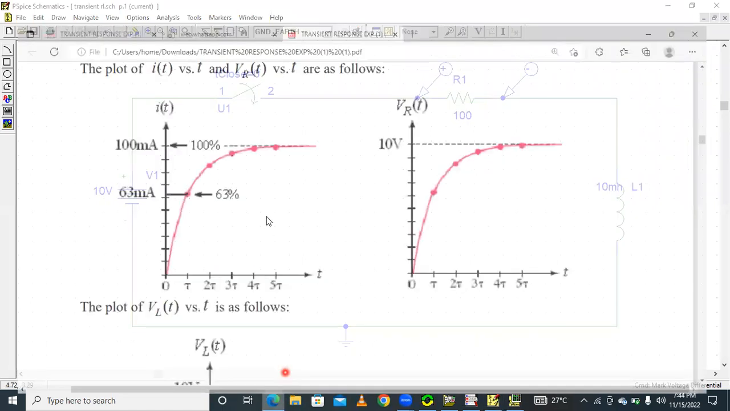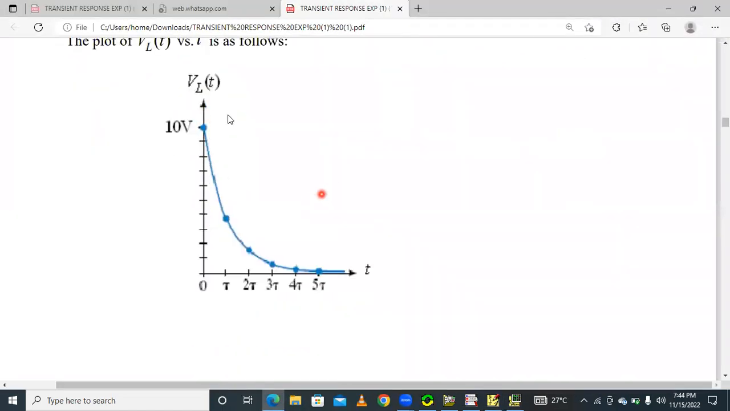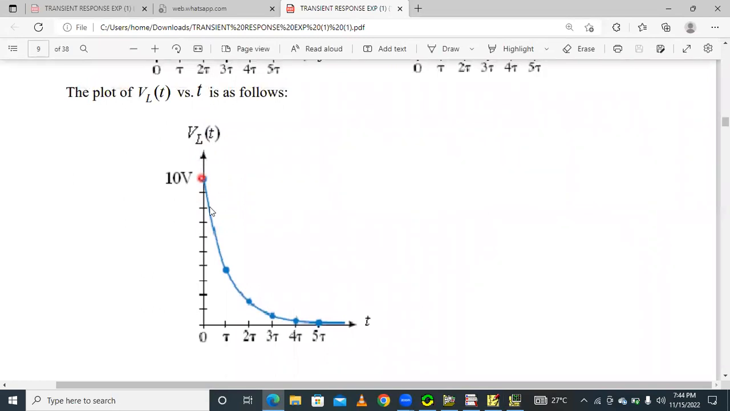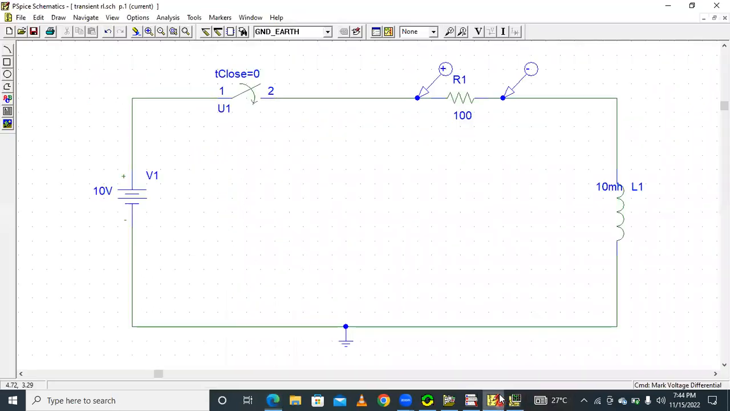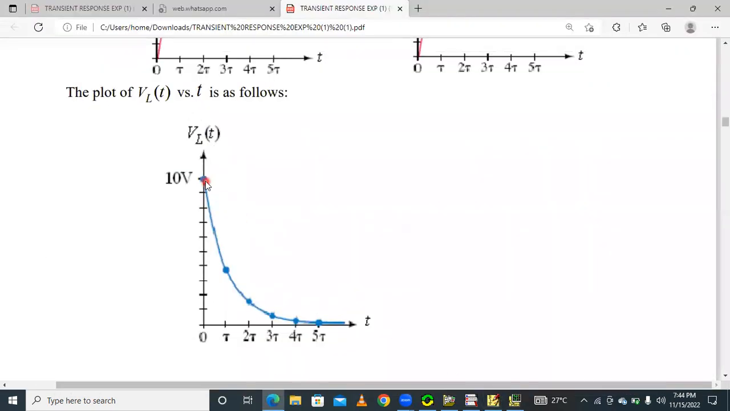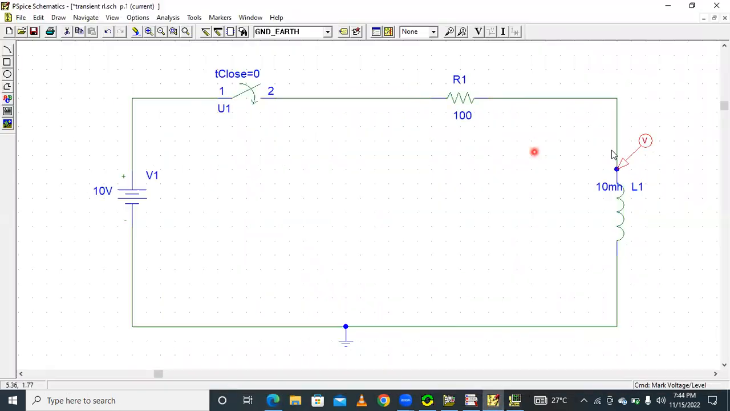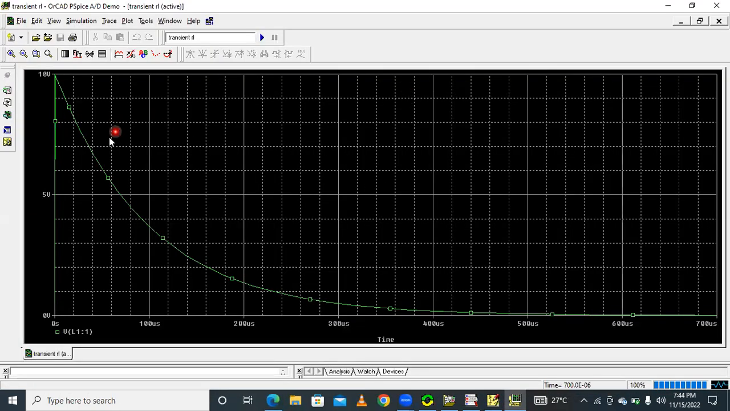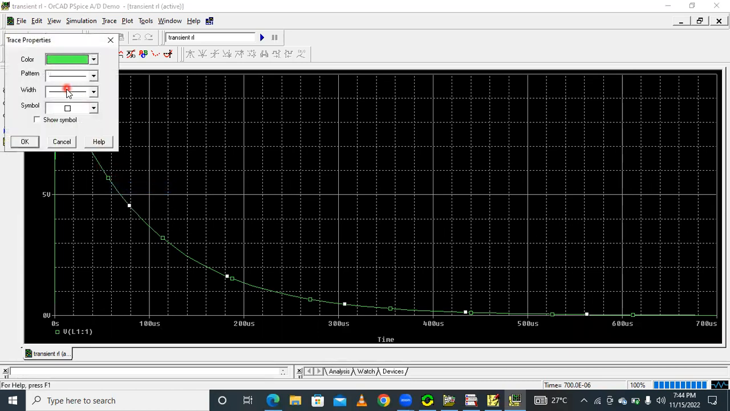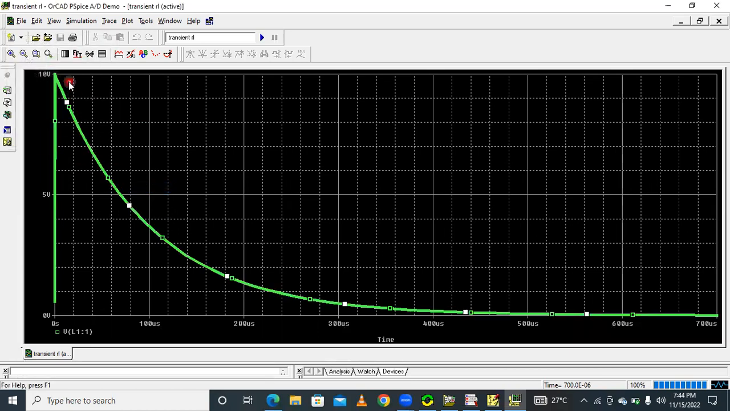And the next, VL of t, voltage across the inductor. The voltage across the inductor is exponentially decreasing from 10 volts onwards. So remove the voltage marker across the resistor and connect one voltage marker VL across the inductor, and then see how the voltage changes across the inductor. We are expecting an exponentially decreasing manner. So simulate, and we get an exponentially decreasing waveform.